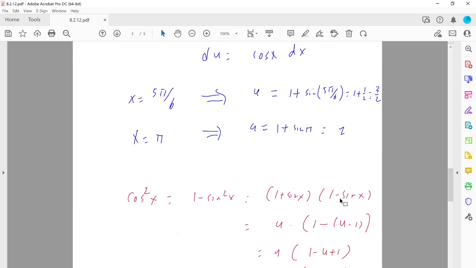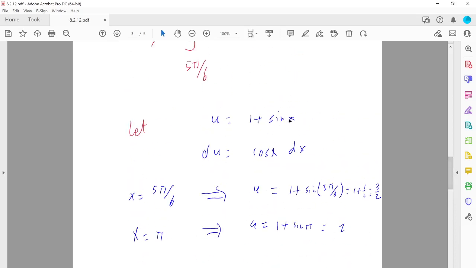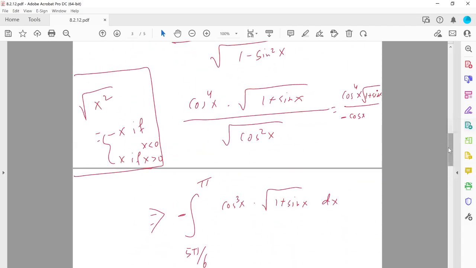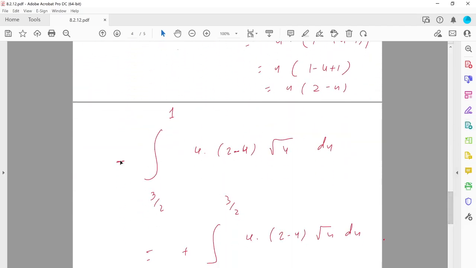We can find the value of this expression in terms of u. Remember, we are converting everything from x to u. If you go back here, sine x equals u minus 1 if you subtract 1 from both sides. That's what I'm doing here. I'm substituting sine x equals u minus 1, and after simplification, it gives me 2 minus u. So the integration problem is now changed to negative, 3 over 2 to 1, u times 2 minus u times the square root of u times du. But as you can see, 3 over 2 is greater than 1, so we can flip the limits of integration.